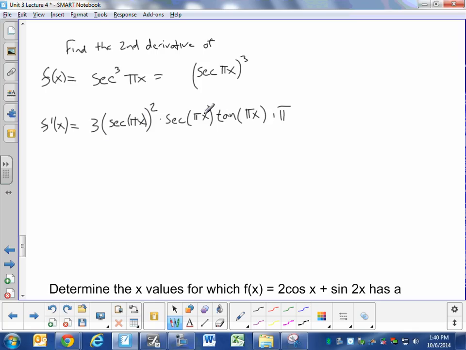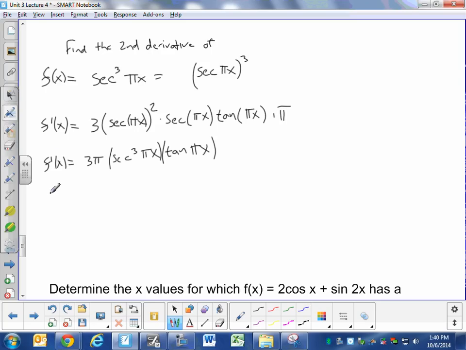Now, this is not great, and I do not want to take the derivative of this as I see it. I have a product of three things. So this is where simplification is very, very important. You multiply the 3 and the pi, I have 2 secant squared, secant pi x's, I can multiply by this one to make a third secant pi x. And now I can take the derivative of this to get my second derivative, and I would have to use the product rule. I can leave the 3 pi on the side. I can make this my first piece and this my second piece.